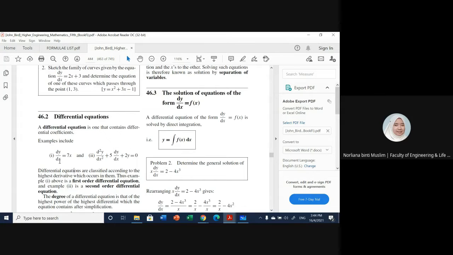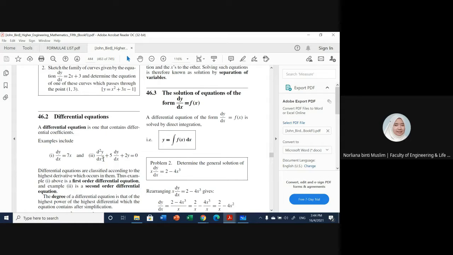dy dx. You are familiar with these symbols, right? In other words, we can use labels such as y prime. So this is a first ODE, and this is an example of a second ODE.